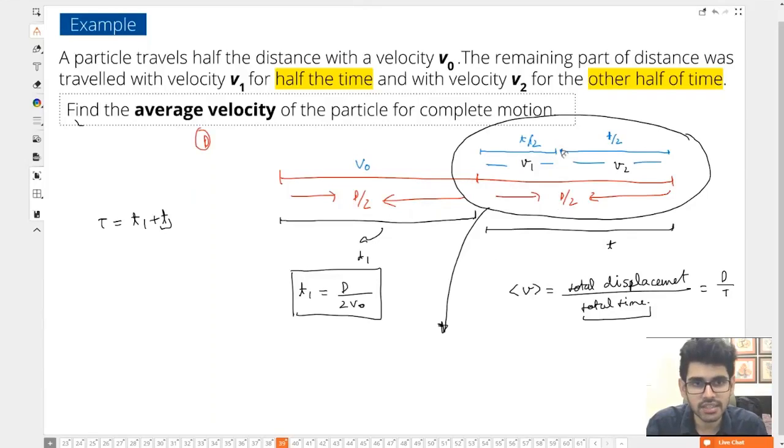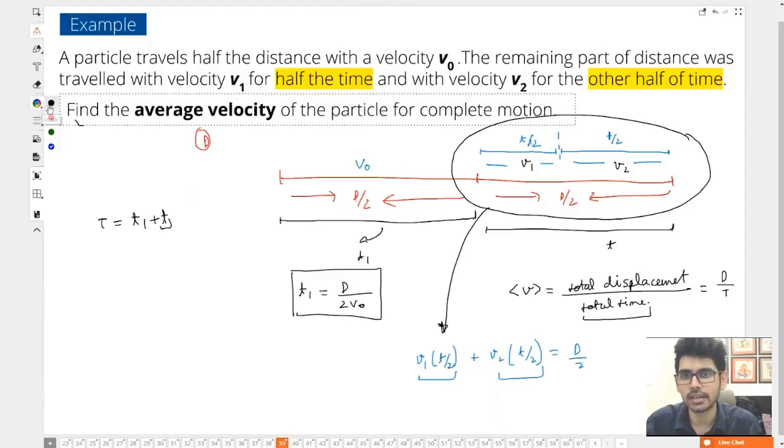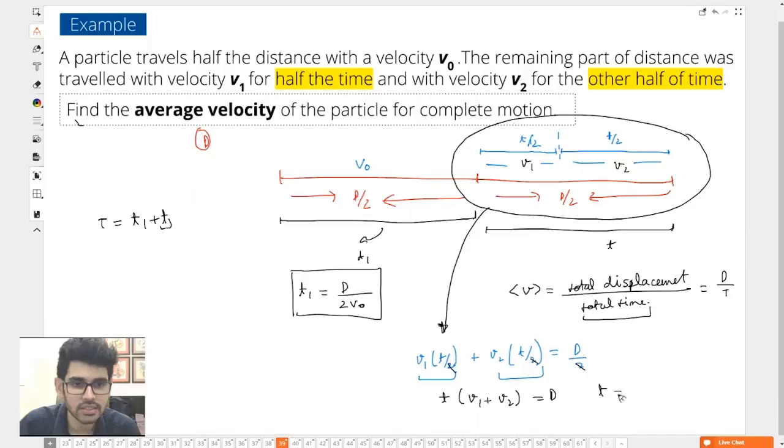What is the distance covered in t by 2 time? v1 into t by 2 plus v2 into t by 2 is equal to D by 2. This is distance, another distance, equal to D by 2. From here calculate t and substitute the value there. The 2 cancels, so t is equal to D upon v1 plus v2. Perfect. Now you have both the values of time.